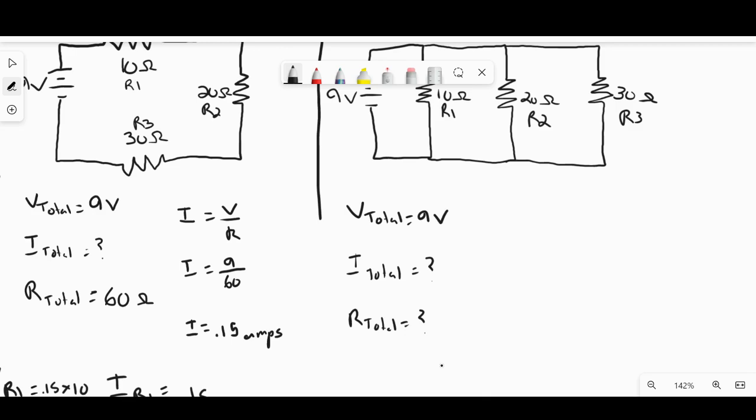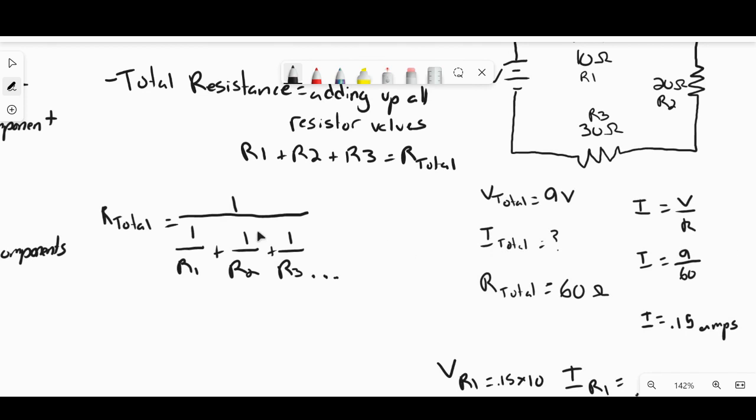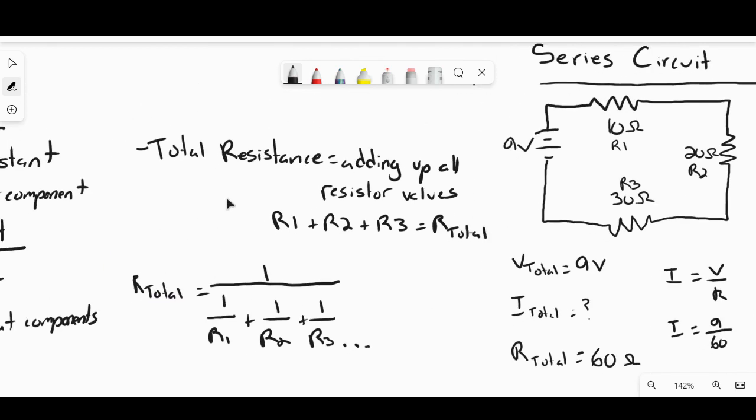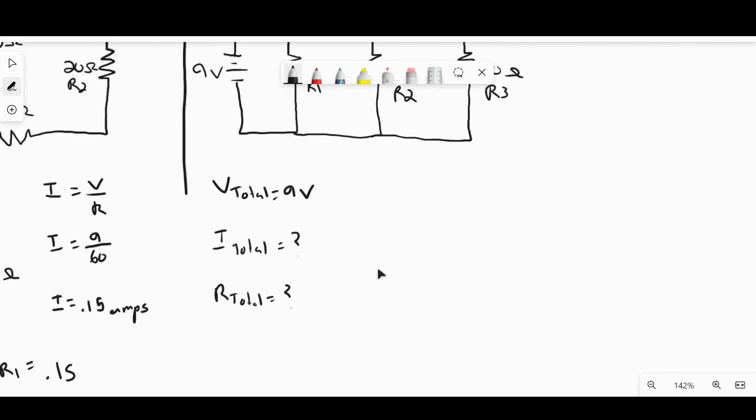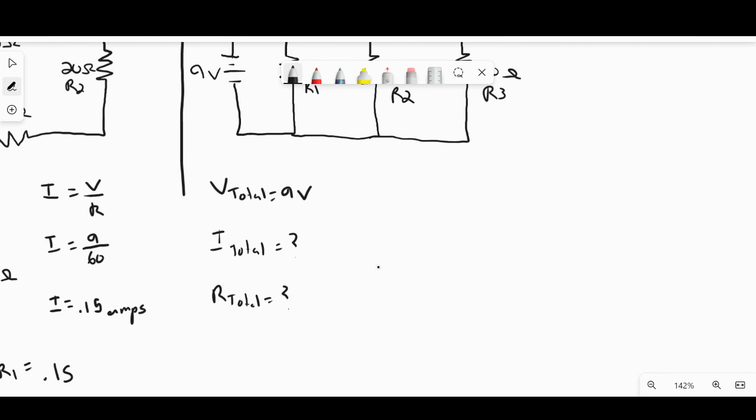All right, so here's what we are going to do. We have to solve total resistance first, and let's move over here to our formula. Resistance total in a parallel circuit is equal to 1 divided by 1 over R1 plus 1 over R2 plus 1 over R3. So let's do the math here really quick. Resistance total is going to be equal to 1 divided by 1 over 10 plus 1 over 20 plus 1 over 30.